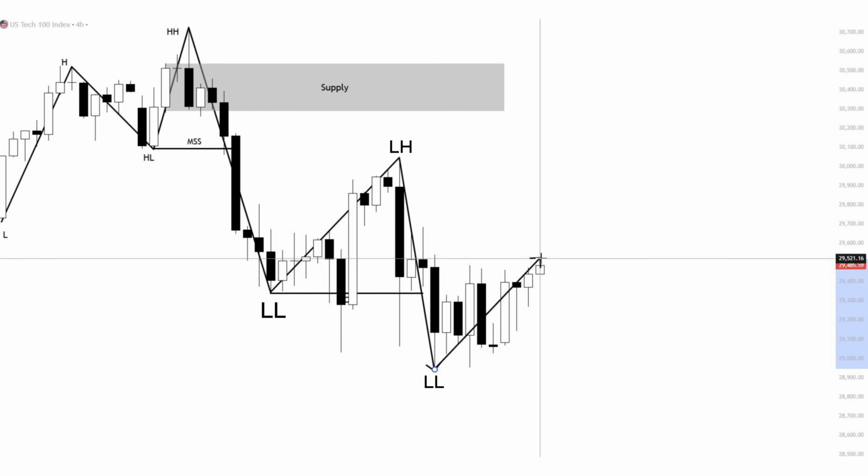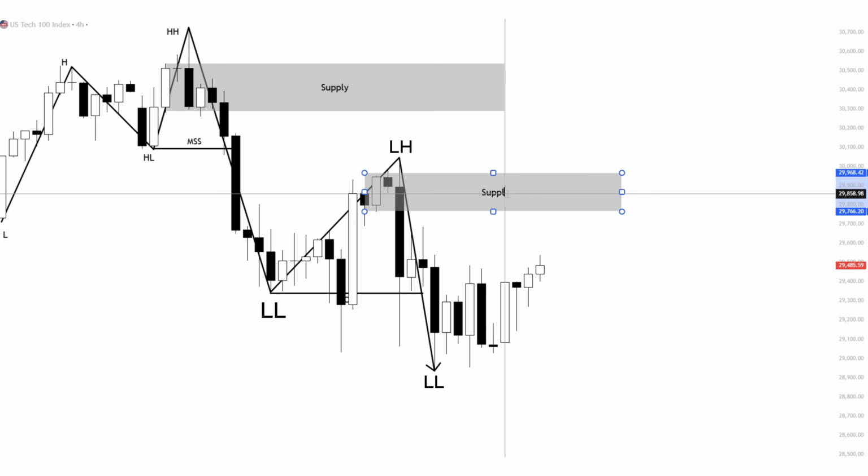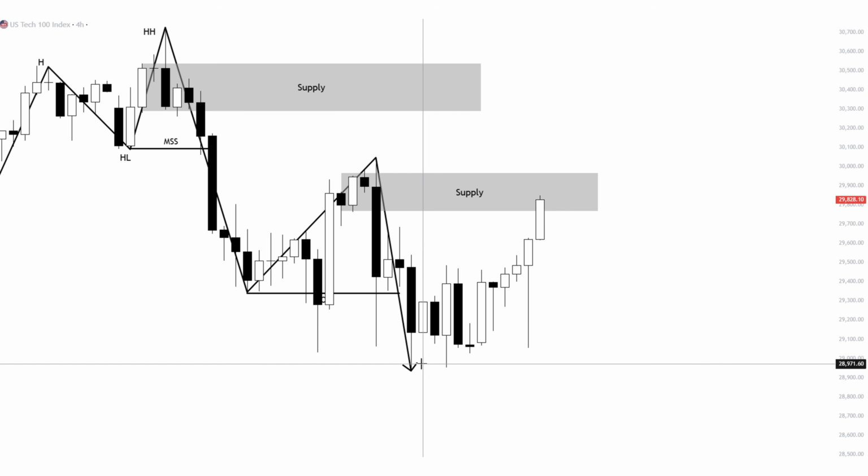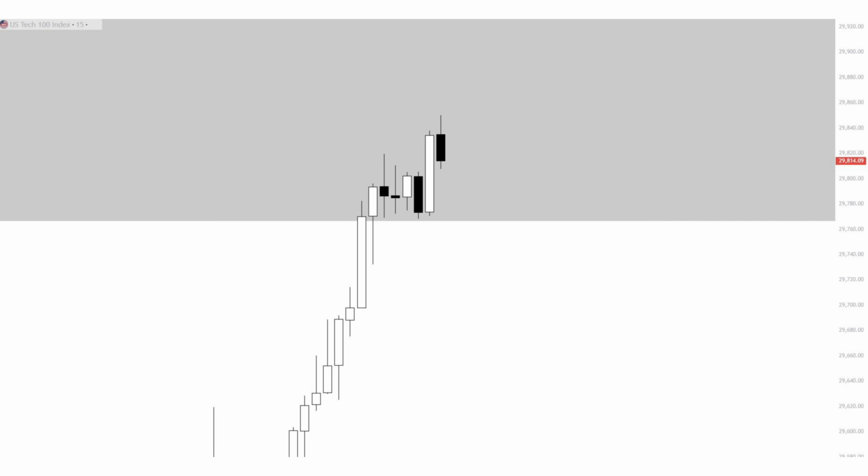And this pullback should end on a supply or resistance taken from the previous high, and the supply is the last upside candle before the market started the downside impulse that caused the break below the low. Now when the pullback hits the supply, we switch into a low time frame to look for a rejection on the internal price action. Now we've switched into the 15 minutes time frame, and here we see the exact moment the price has hit the high time frame supply.